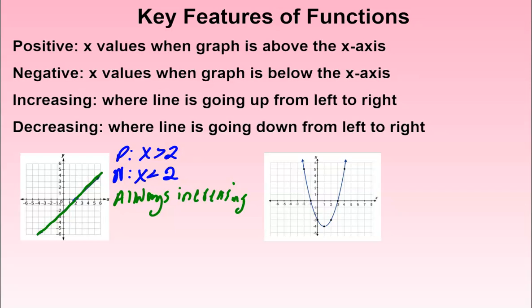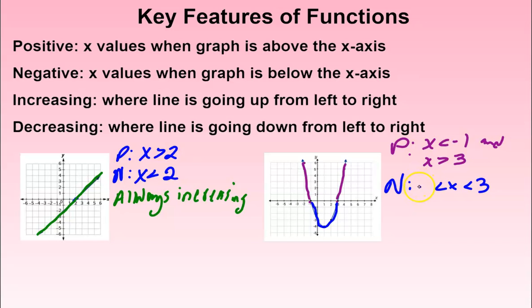Next example, our parabola shape. When is it positive? So when is it above the x-axis? Well, it's in two places, this place and this place. So when x is less than -1 and when x is greater than 3, it's positive. That means it's above the x-axis. And when is it negative? It's negative in this part. So that's when x is less than 3 but greater than -1.